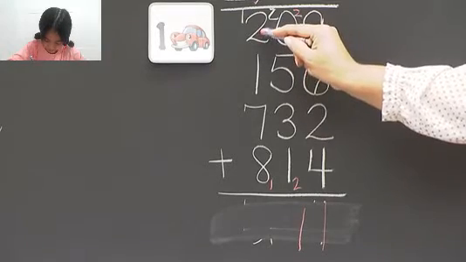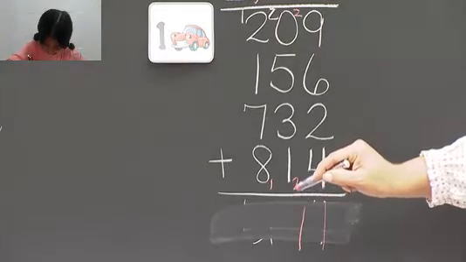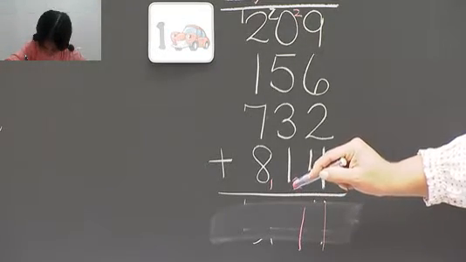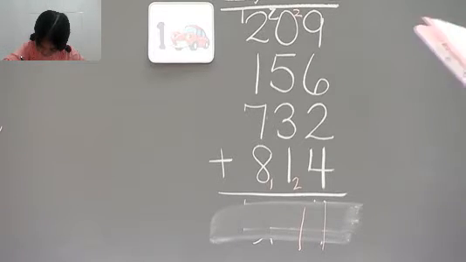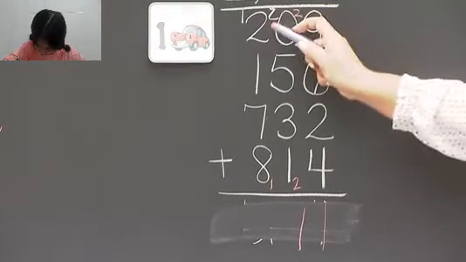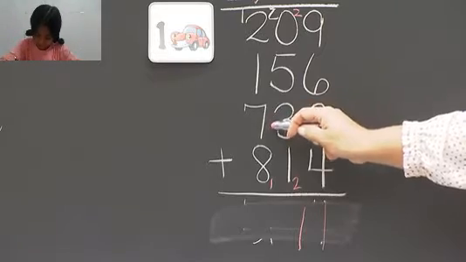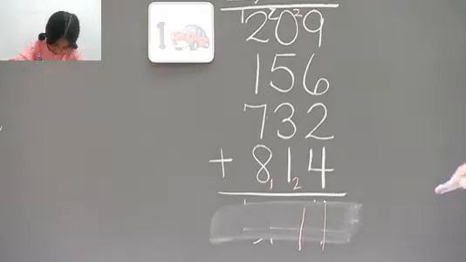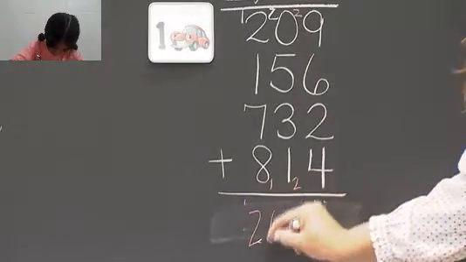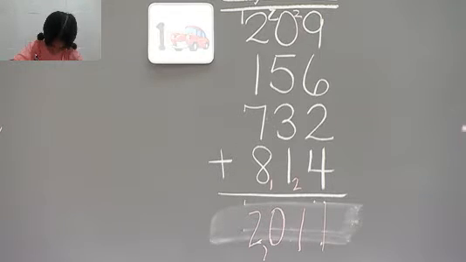2 plus 2 is? 4. 4 plus 1 is? 5. 5 plus 7 is? 12. 12 plus 8 is? 20. So again, our answers don't match. So let's add that last column again. 2 plus 2 is? 4. 4 plus 1 is? 5. 5 plus 7 is? 12. And then 12 plus 8 is? 20. So let's take a look at our answer here, because somehow we don't have the answers finished and correct.